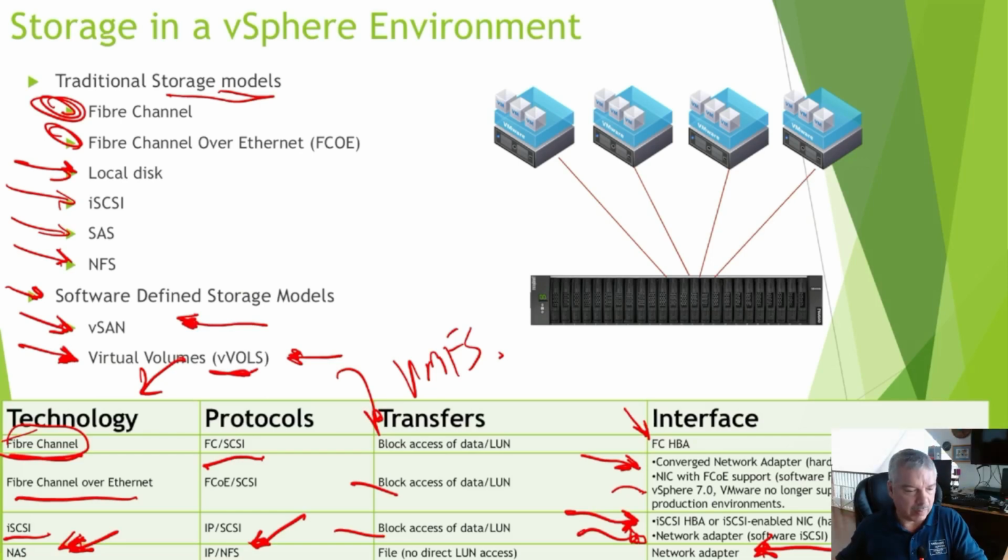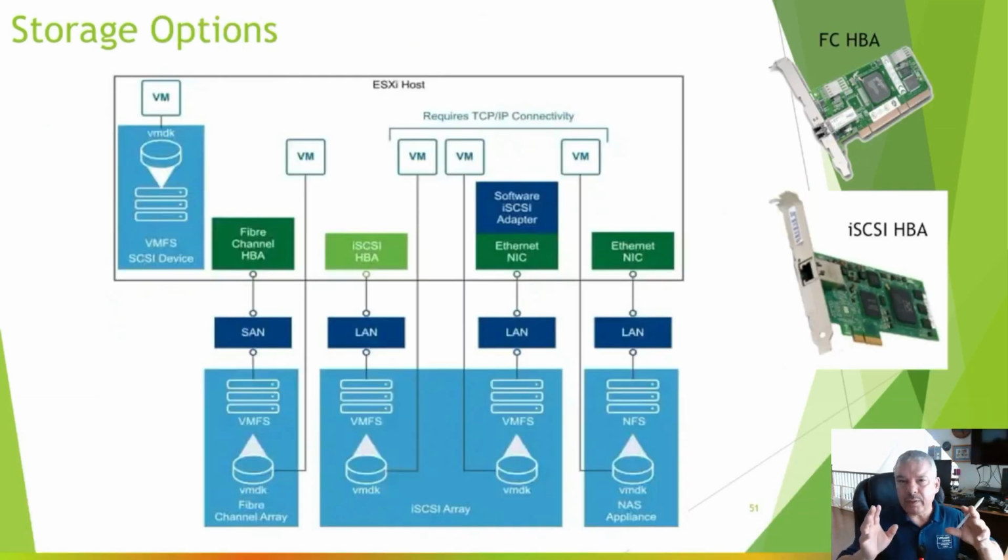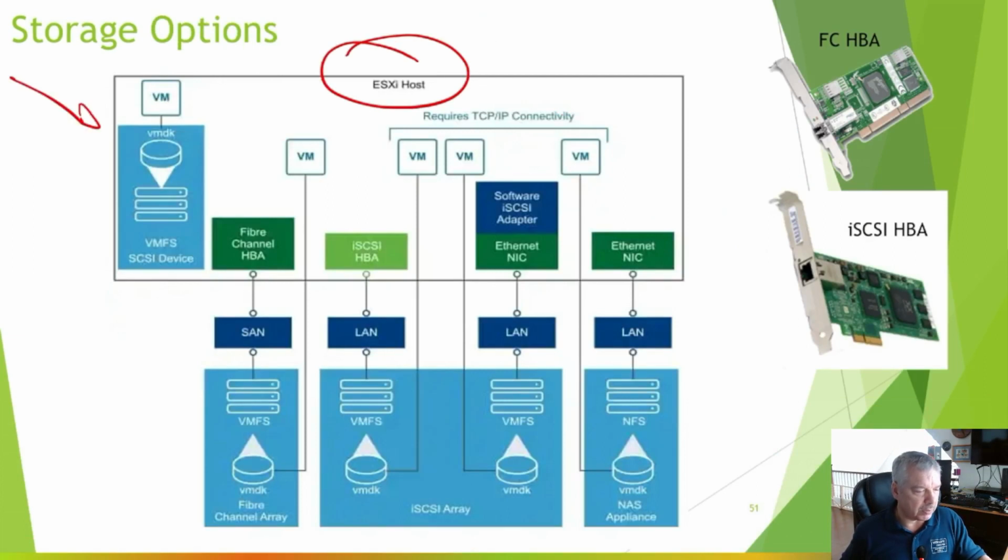Let's get my camera going back here. All right, so this slide, I kind of like this. This shows my ESXi host over here, that's what the box is, and then it shows how I can connect to different storage. Here you see we have Fibre Channel. So you'll have a physical Fibre Channel adapter. Here I'm showing you a picture of one. This is an older QLogic card.